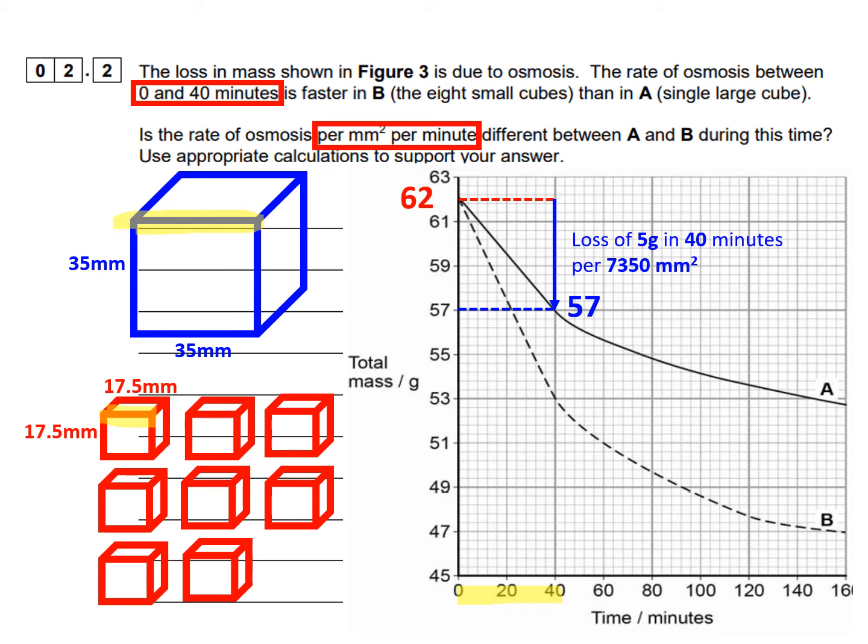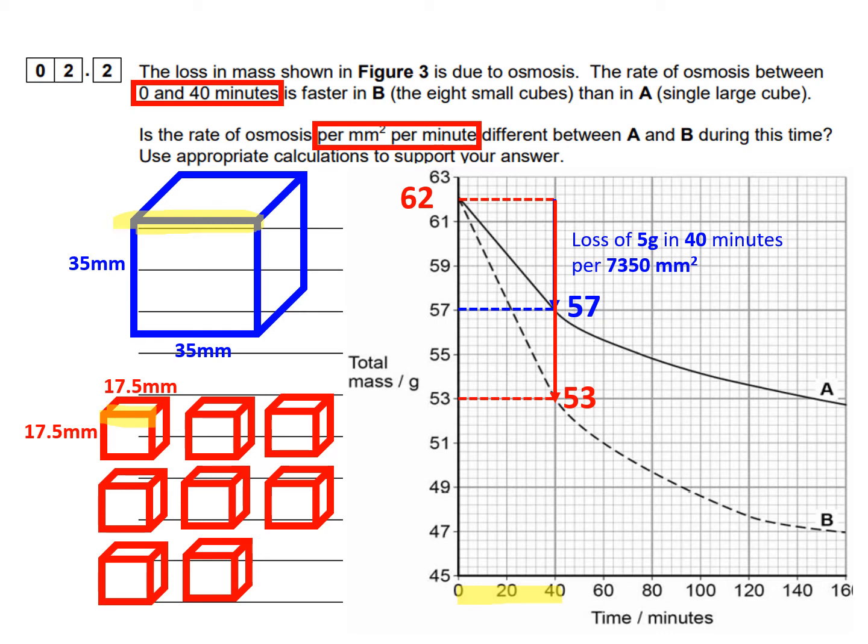Now, that's a loss of 5 grams in 40 minutes, and that's per 7,350 millimeters squared, which is the surface area of that large cube in experiment A. Now, if we do the same thing for experiment B, we're going to see that if we draw a line going down at 40 minutes, the total mass is 53 grams.